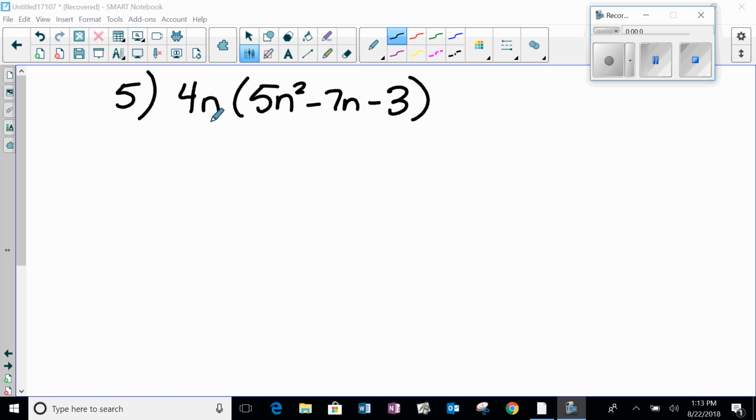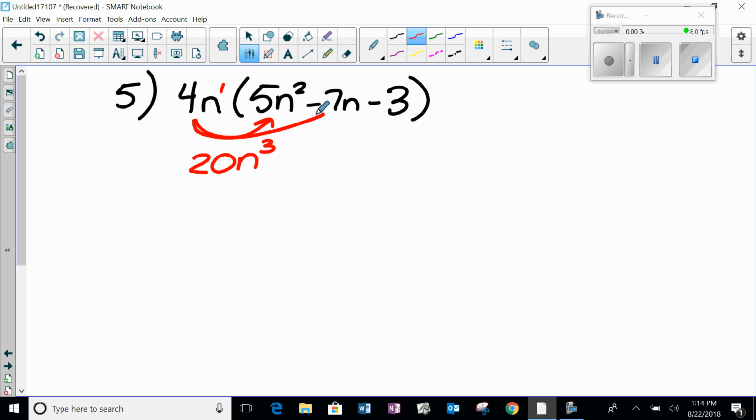Multiplying 4n times 5n squared minus 7n minus 3. So we are using the distributive property. This is a monomial times a trinomial, 1 term times 3 terms. So that means you're going to distribute 3 times. We're going to distribute 4n times 5n squared, which is going to be 20, and there's a 1n here and a 2 here, so we get n to the 3rd power.